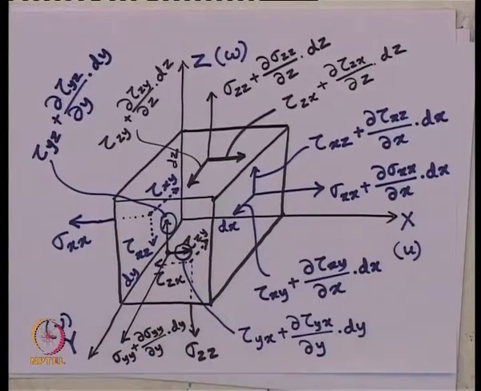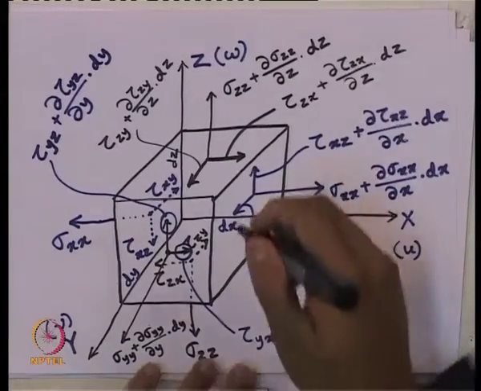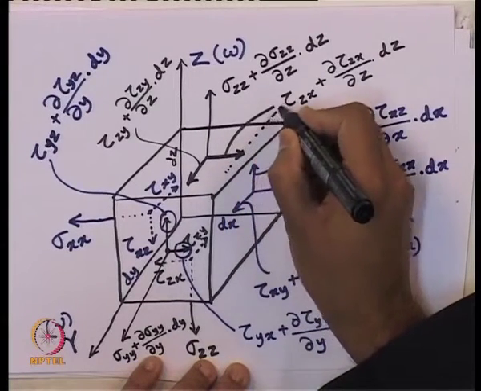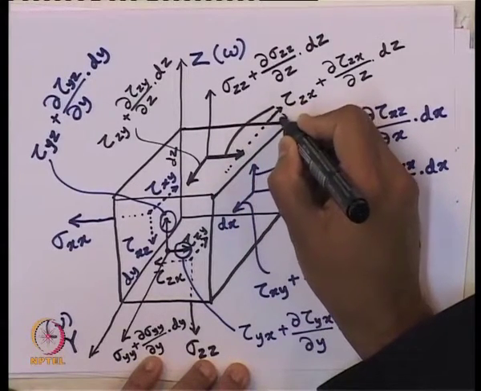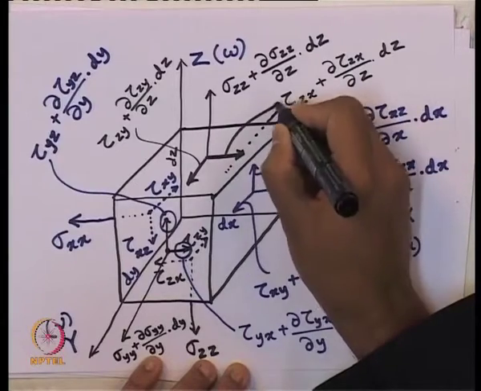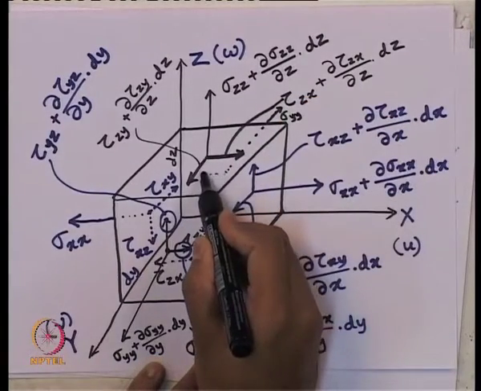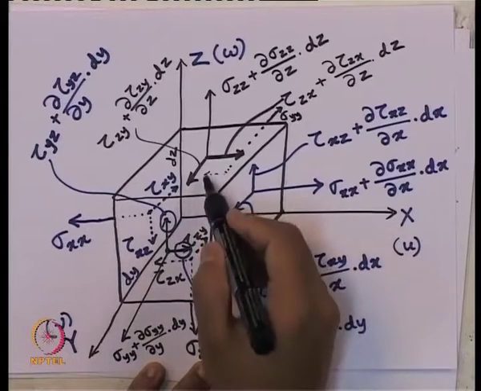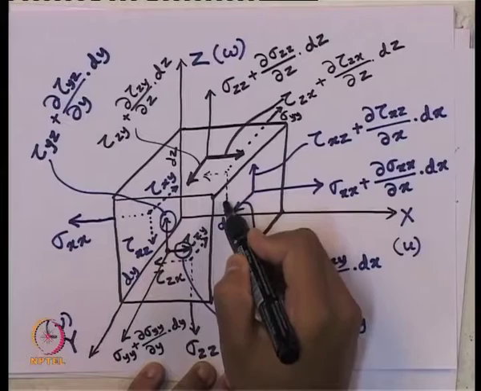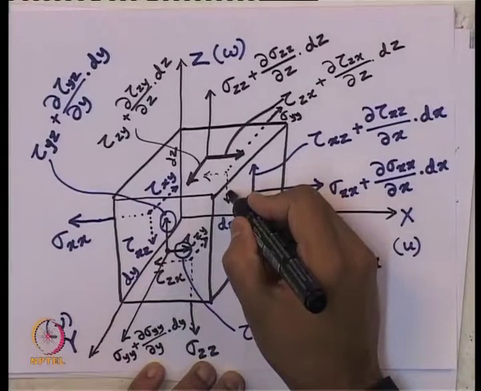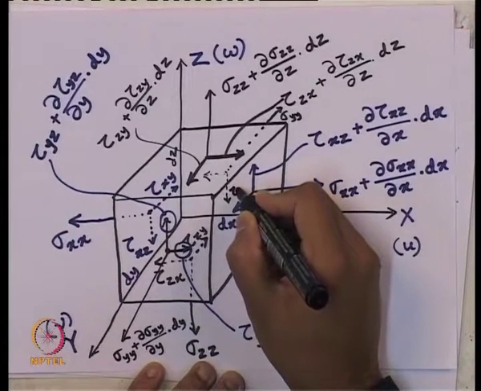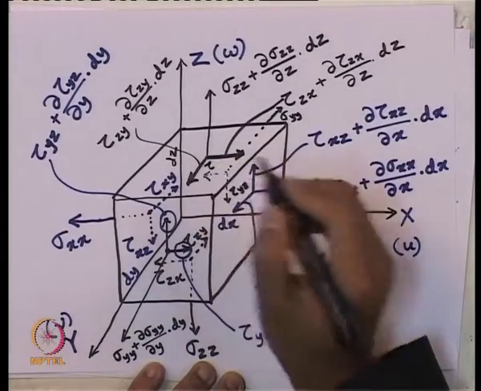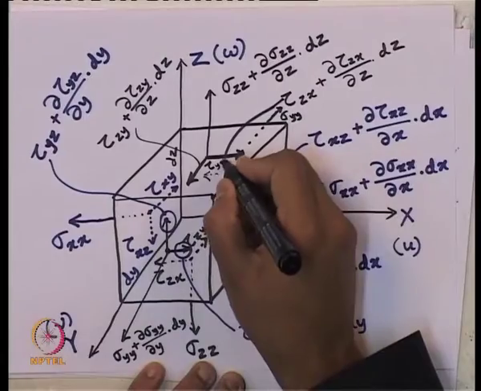Whereas, on the other plane, this should be sigma y y, in this direction, it should be downward direction. These are tau y z and this one is tau y x.